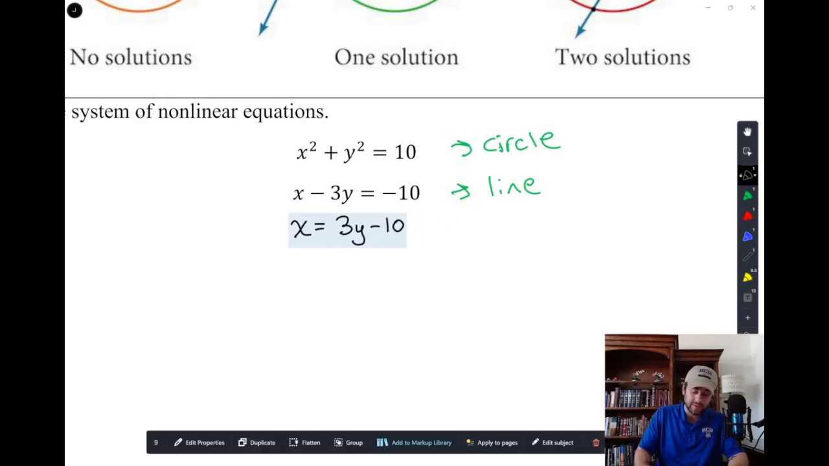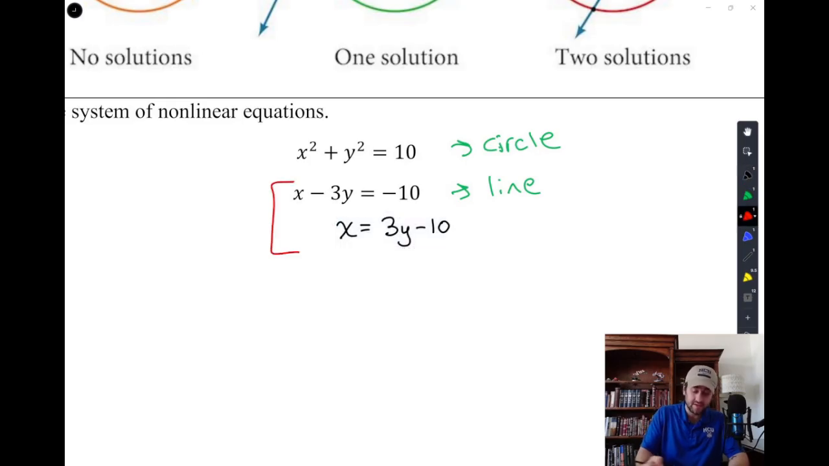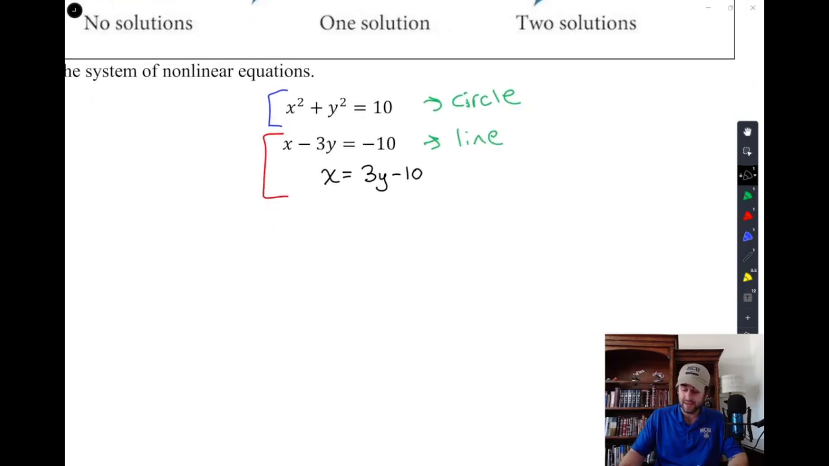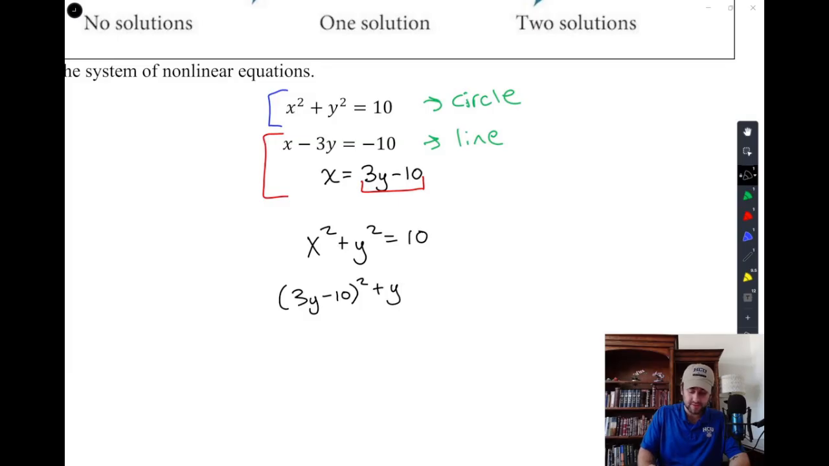Remember, as we're doing these types of problems, there's the equal sign lined up. These two equations are the exact same linear equation, just written a little bit differently. This blue equation is a different equation for a circle. Now I'm going to substitute that x into my equation for a circle. So I have x squared plus y squared equals 10. But x isn't going to be x. It's actually going to be that red equation I just solved for. And so I'll say (3y minus 10) squared plus y squared equals 10. And we're going to solve that for our solution.